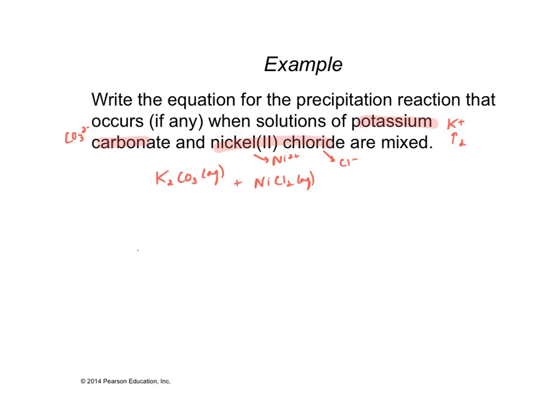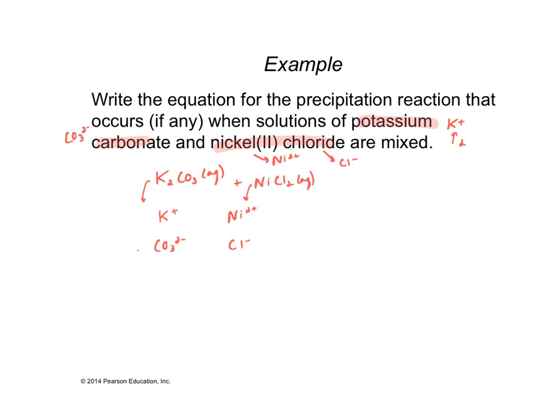So first step, write your two reactants. Then you're going to break them apart into their component ions. So for this one, I've got little potassium ions floating around. I've got carbonate ions floating around. And then for this one, I've got nickel 2+ ions floating around, and I've got chloride ions floating around. Okay, so I wrote my two reactants and I broke them apart into their various ions.